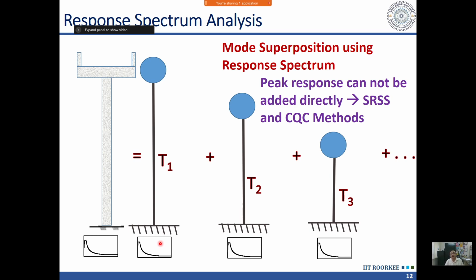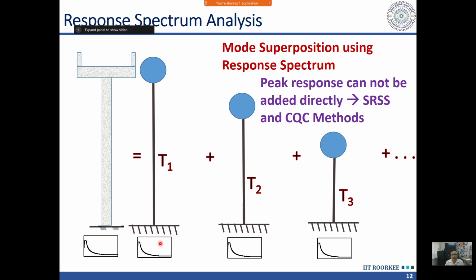Those are not occurring at the same time instant, because the response of the single degree freedom system depends on its period. So because the periods of these single degree freedom systems are different, their responses are also going to be different, and not only that, the peaks will occur at different time instants. So we cannot add the peak responses of these single degree freedom systems directly.